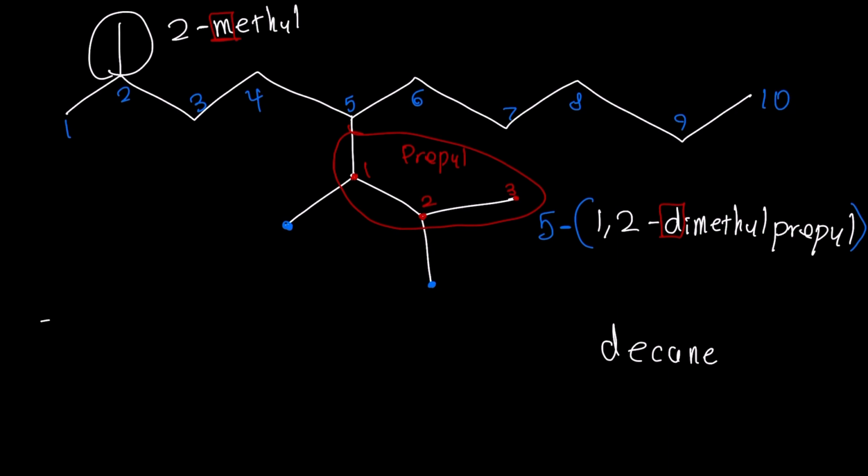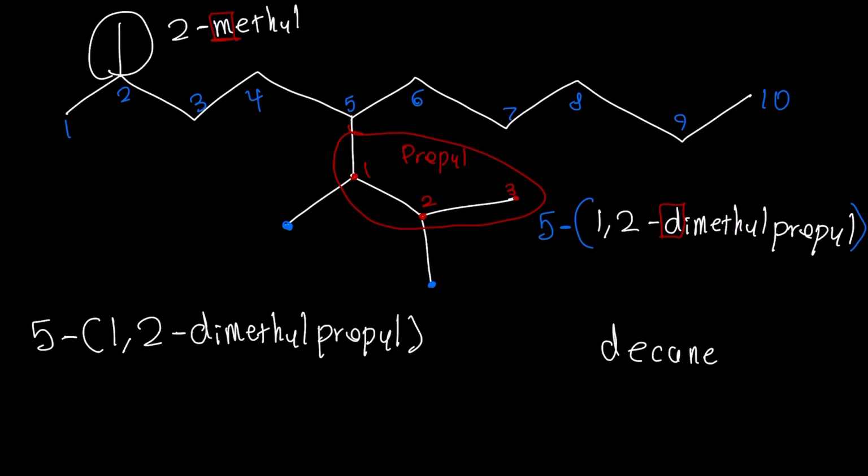write the name. So we're going to go 5 dash in parentheses 1 comma 2 dash dimethylpropyl, and then you close the parentheses. And then for the other substituent, you have dash 2 dash methyl decane.